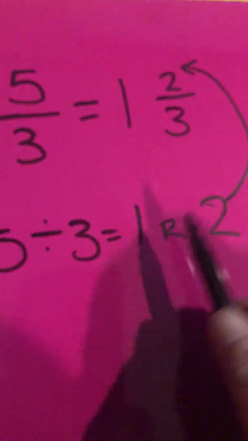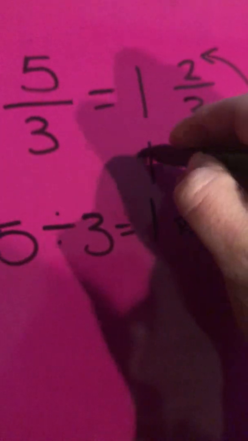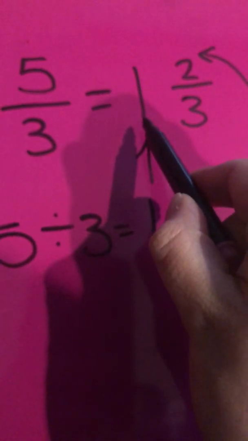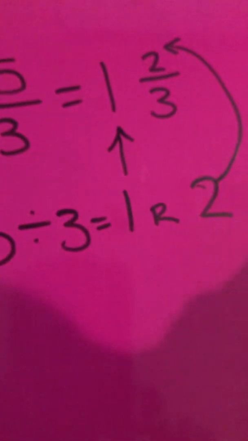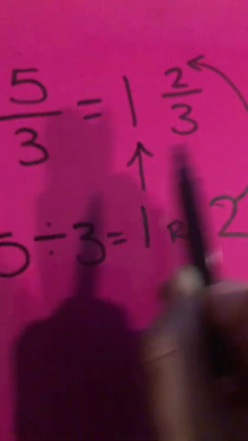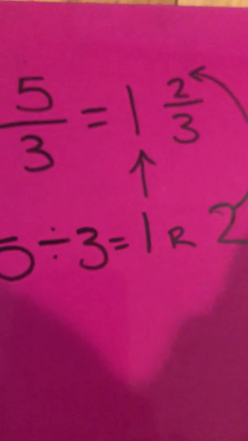So again, if you take a look, my whole number here in my quotient becomes my whole number in my mixed number. My remainder becomes my numerator, and the denominators end up staying the same. Let's try another one. Erase it all up. All right, so now let's take 7/4.